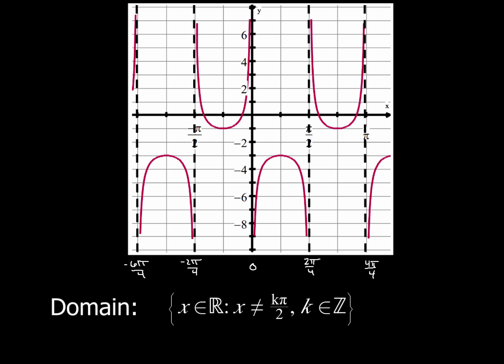Alright, so how'd you do with this one? Did you correctly come up with a domain restriction that x can be any number in the subset of real numbers with the exception of multiples of pi over 2? Hopefully you were able to deduce that all of the asymptotes were at multiples of pi over 2. And that would look like this, which is shown here at the bottom of your screen.